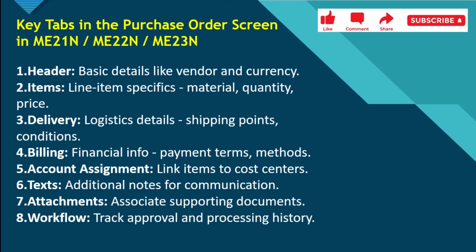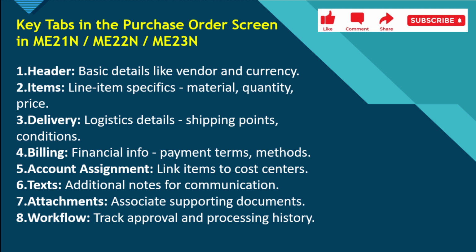Then we also have the account assignment tab. This links the items to cost centers and other account assignments. We have texts, which has additional notes for communication. We can also attach supporting documents. And lastly, we can track the workflow of the purchase order. We can track the approval and process history.